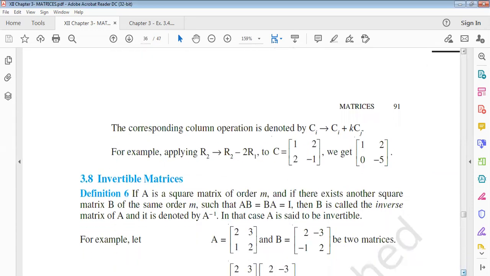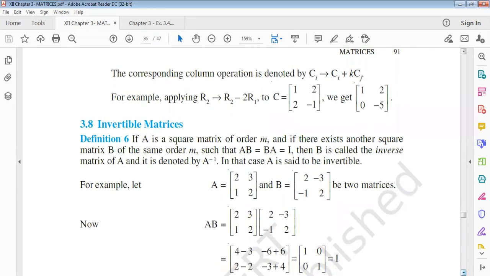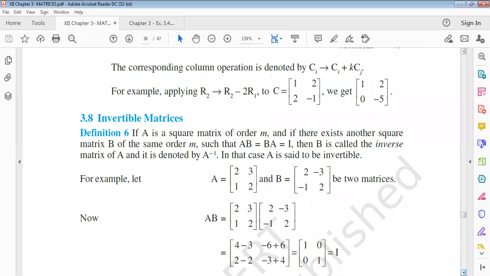Now look at the example. The corresponding column operation is denoted by Ci tends to Ci plus k times Cj. For example, here it is R2 tends to, that means we are applying this operation on R2, the second row. That is R2 tends to R2 minus twice R1. That means we are multiplying the first row elements by 2 and subtracting from the second row. Then we are getting this result.